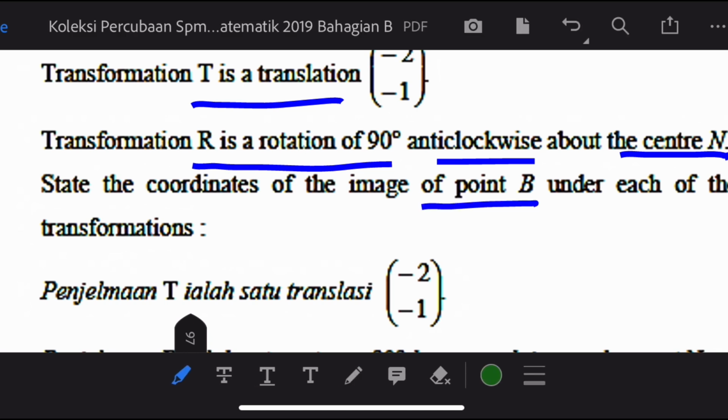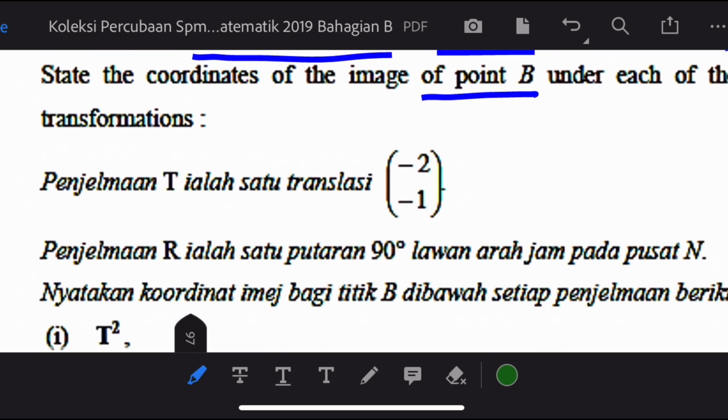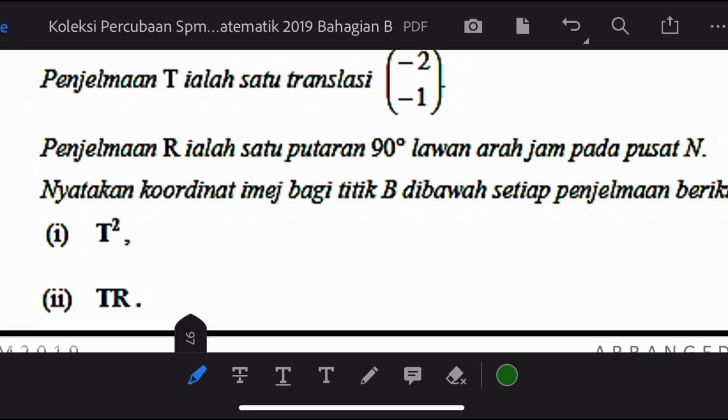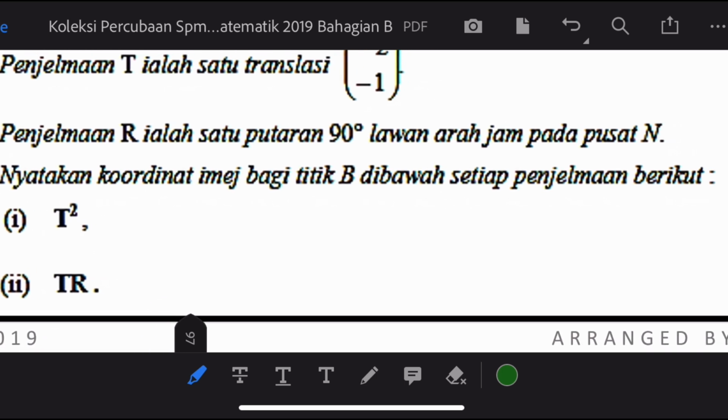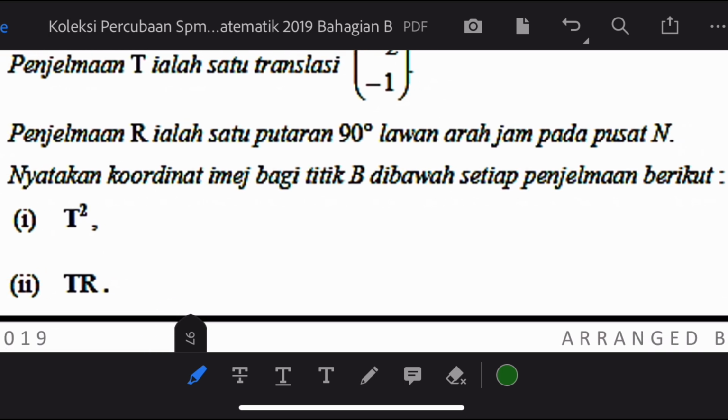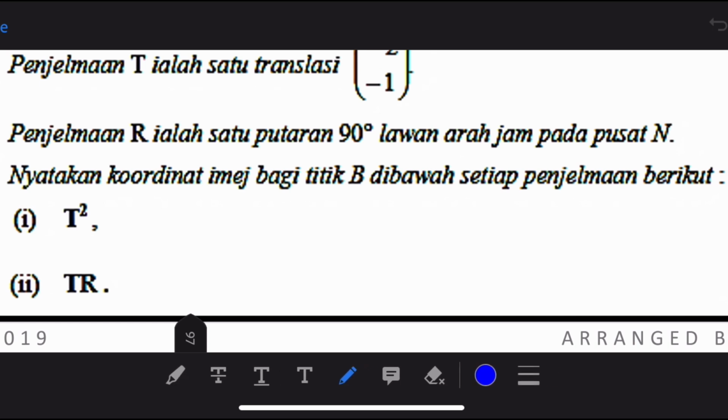They will give you the transformation T2. When you see T2, T represents translation. So T2 means you have to perform translation twice. You can write it as T followed by T. It's the same. We don't read it as T square. We read it as T followed by T. That is the so-called combined transformation.